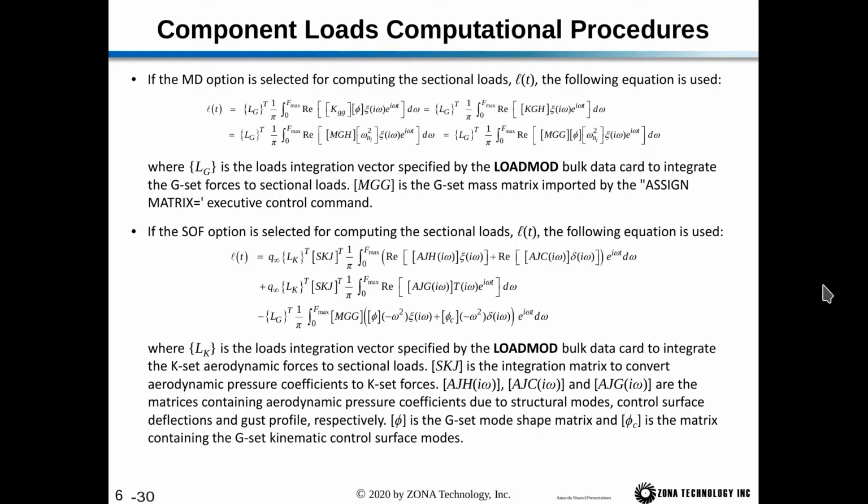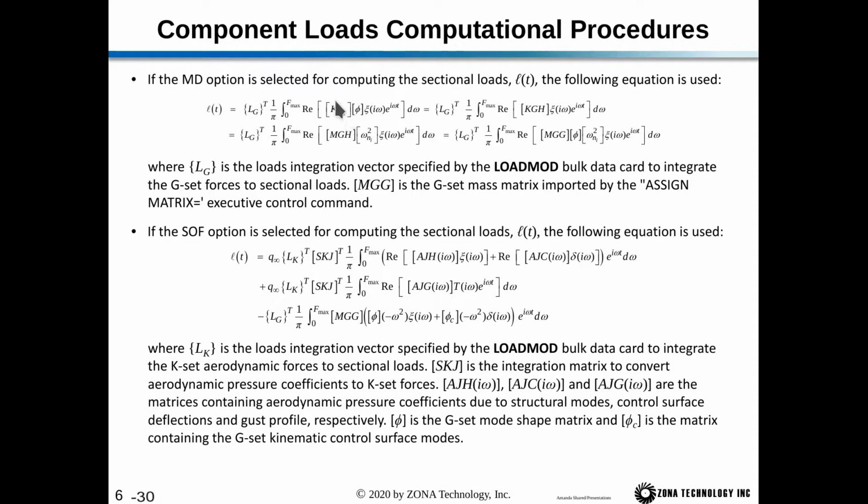So next we have the component loads. So we're reviewing that once again here. For the mode displacement option, which we've done, then L of t, the loads, is computed using this equation. So Lg of t is the inverse Fourier transform of kgg times c of i omega, or kgg times phi, which is our mode matrix, times c of i omega.